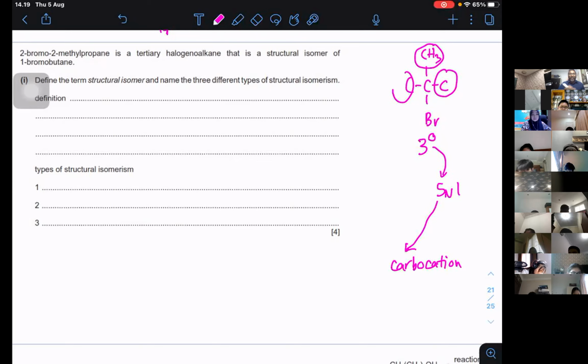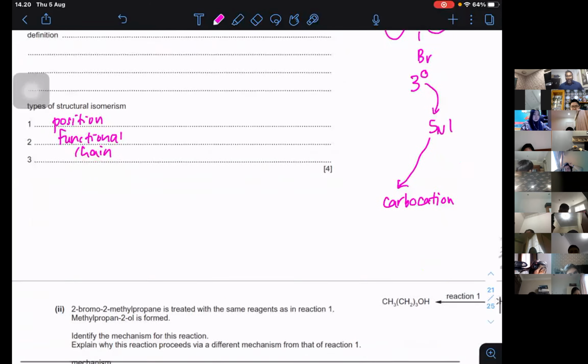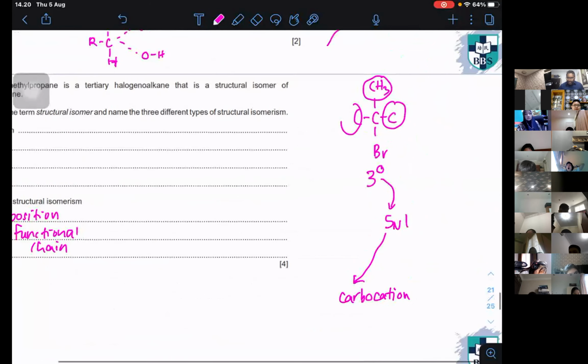Define the term structural isomer. A structural isomer is an isomer that has the same molecular formula but a different structure. Types of structural isomer: we have position, we have functional, we have chain. I have gone through this last time with you. But now, coming back to this, maybe I'll just select this.